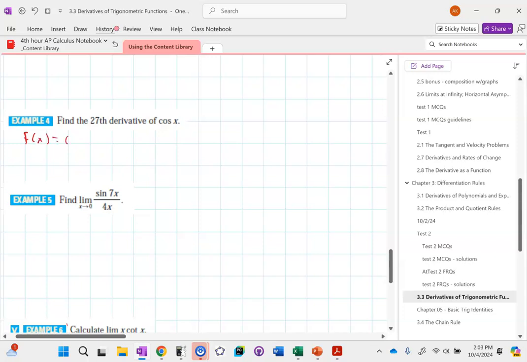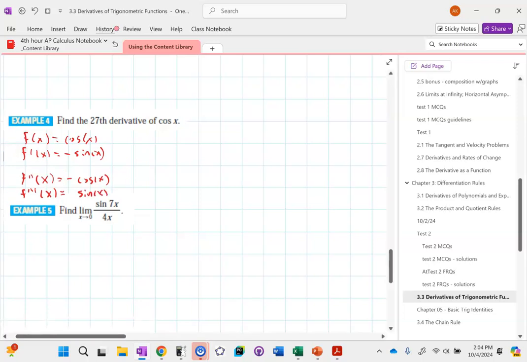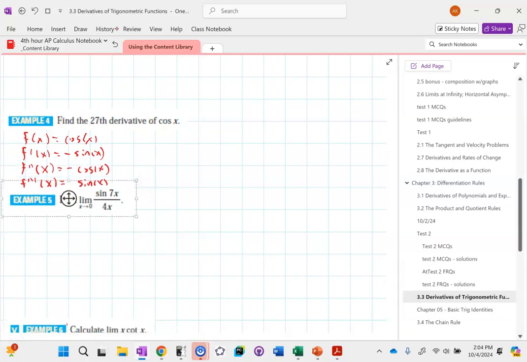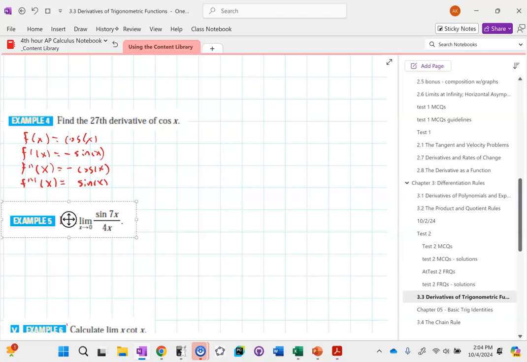So f is cosine x, right? What's the derivative? Negative sine x. What's the second derivative? The derivative of negative sine x is negative cosine x. And what's the derivative of negative cosine x? Sine x. And then, yeah, that's what we want to see, right? And what's the derivative of sine x?